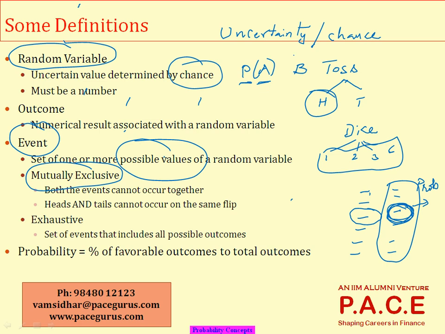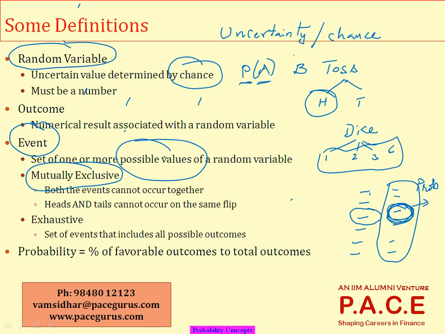If a tail occurs, then head cannot occur on a throw of a coin. If a 1 occurs, a 3 cannot occur on a throw of a dice. Those are typically called mutually exclusive events.